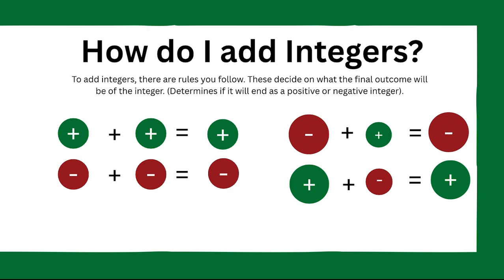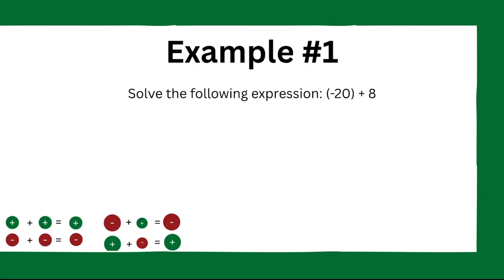Now, let's do our examples. For my very first example, I have negative 20 plus 8. I see that my negative here is the bigger number compared to the positive number that I'm given. So applying that integer rule, I know I'm going to end off with a negative number. So I'm going to set my equation up accordingly, negative 20 plus 8.